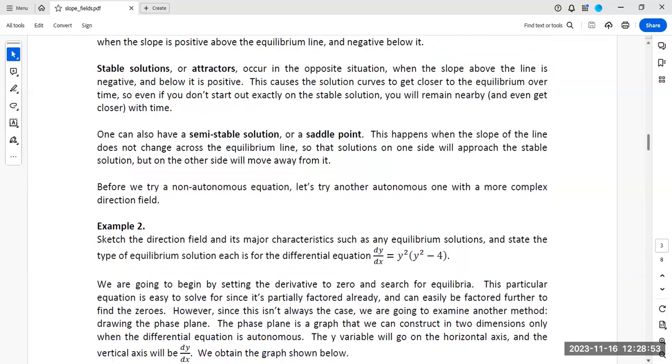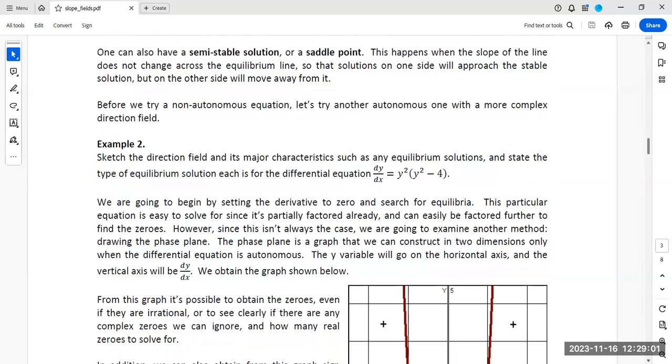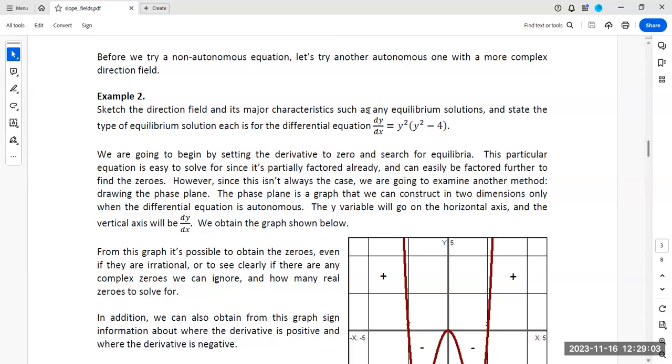So I want to look at another example of a slightly more complex autonomous equation, and then we'll look at the non-autonomous case. Now, when you have an autonomous equation such as this one, sometimes it can be helpful to graph it as if it were a function in order to determine the signs and the intercepts for our equilibrium positions.